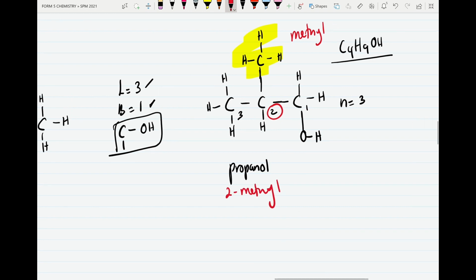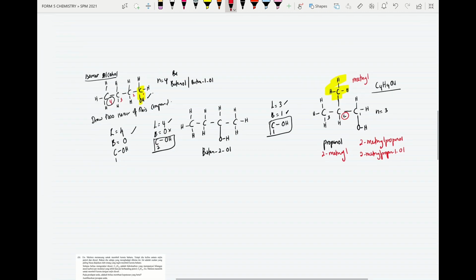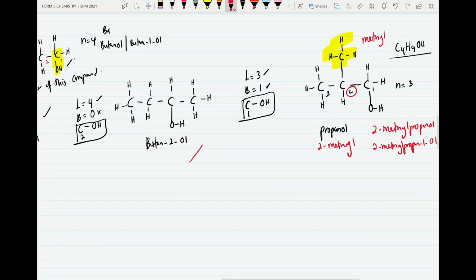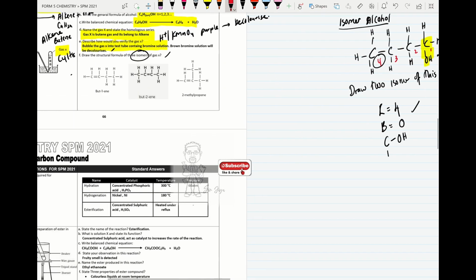So the name of this compound will be 2-methylpropan-1-ol. So we have already drawn two isomers. First isomer, butan-2-ol. Second isomer, 2-methylpropan-1-ol. Alright, so please practice, please go through.